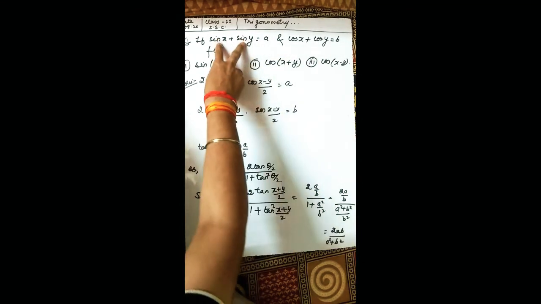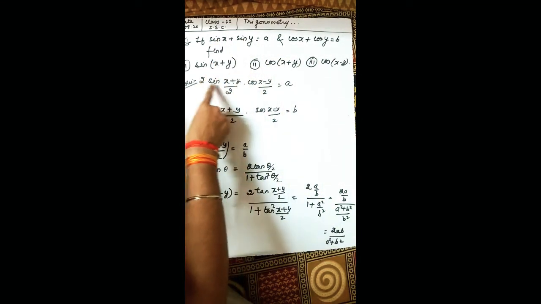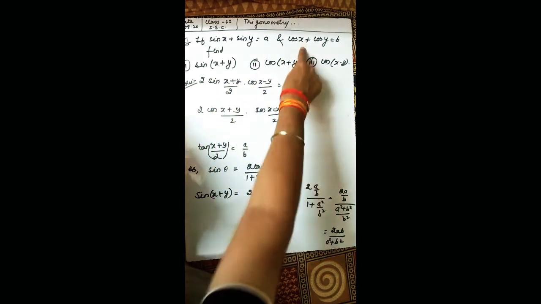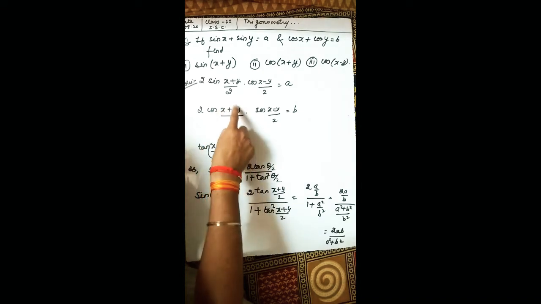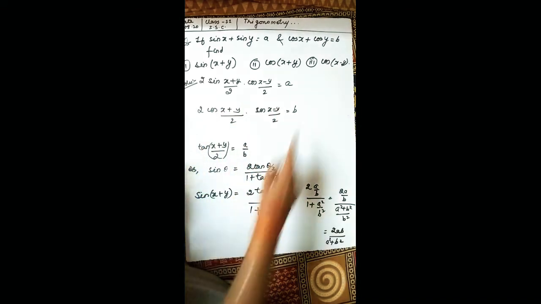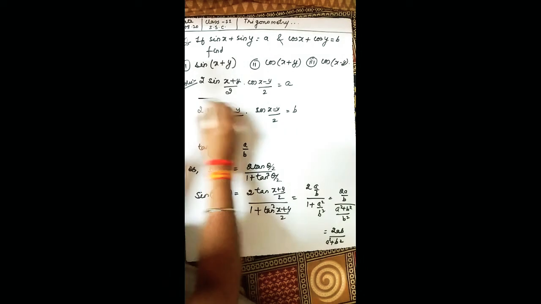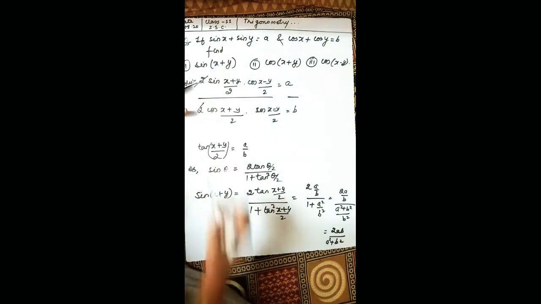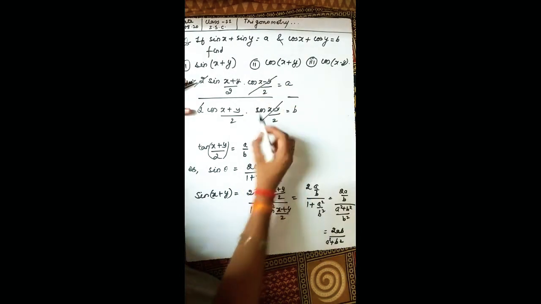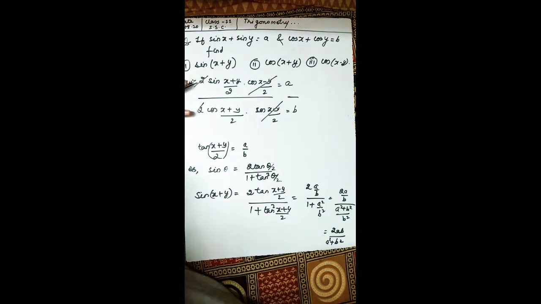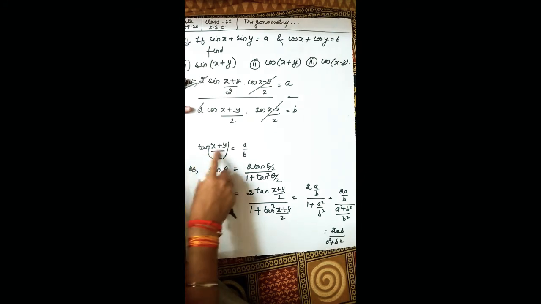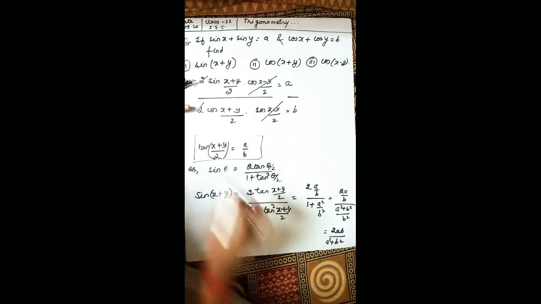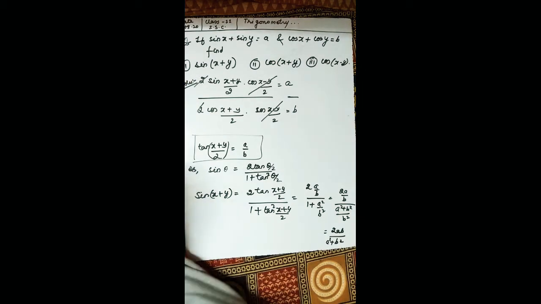Okay, so sin c plus sin d, I have used the identity as 2 sin((c+d)/2) cos((c-d)/2) equal to a, and here also 2 cos((c+d)/2) cos((c-d)/2) equal to b. Now you divide both the equations. So on dividing both the equations, the 2 will be cancelled. The cos((x-y)/2) will be cancelled, and this will give you tan((x+y)/2) equal to a upon b. You have the value of tan((x+y)/2) equal to a upon b.